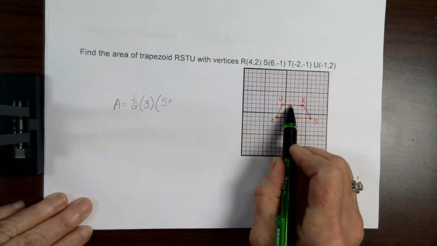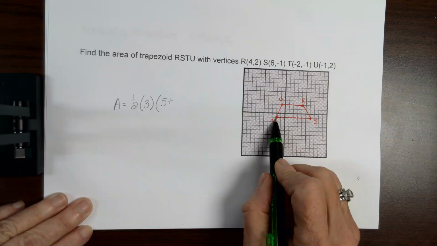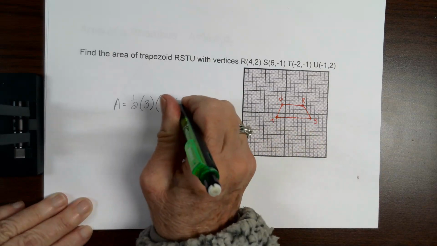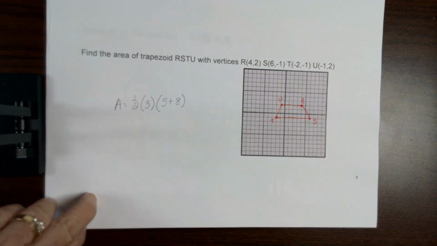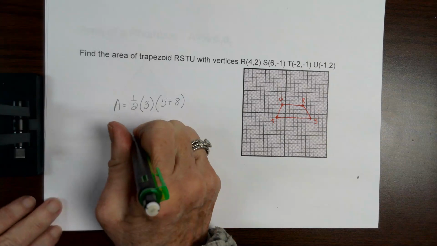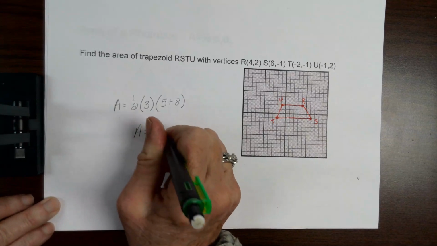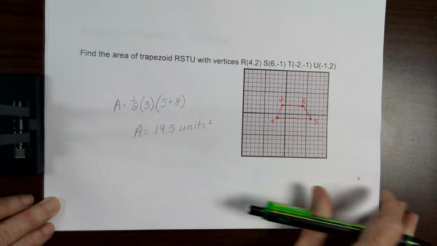So you could count across, and this is 5 units. And then I have from -2 to +6, which is 8 units. So I have 0.5 times 3 times 13, and that's going to give me a total area of 19.5 units squared.